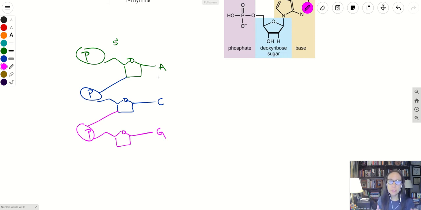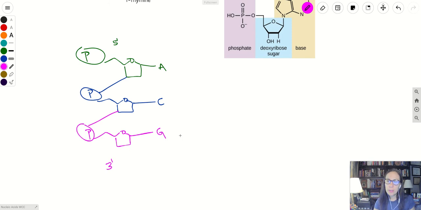In your cells, you have 3 billion nucleotides. So that's a lot. And so this is just 3. And so this is the top, which is the 5', and this is the bottom, which is the 3'. Okay, each nucleotide has a top and a bottom, and each strand has a top and a bottom.